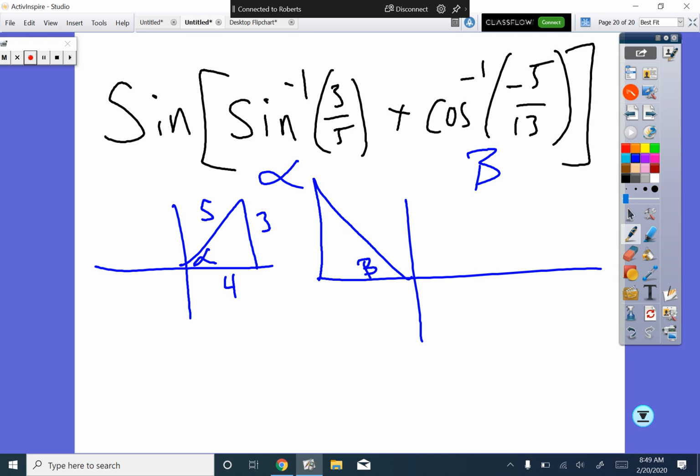Beta's over in quadrant 2, right? Why is he in quadrant 2? Because it's a negative, and cosine's inverse puts us in quadrant 1 or 2, right? So this is negative 5/13. And by the way, if you don't know, that's 12. Go ahead and do the sine of alpha plus beta.